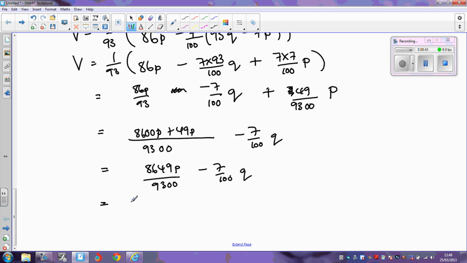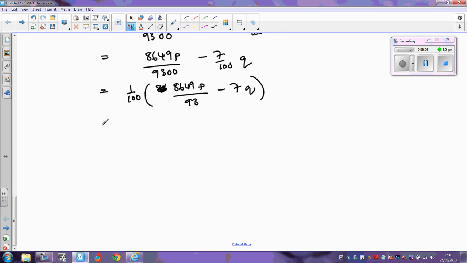So if I take out the hundredth now, so that's a hundredth, I've got 8649p over 93 there minus 7q there. And actually, if I do 8649 over 93, that comes out as, yeah. So that's just 100th, and then that comes out as 93p minus 7q.